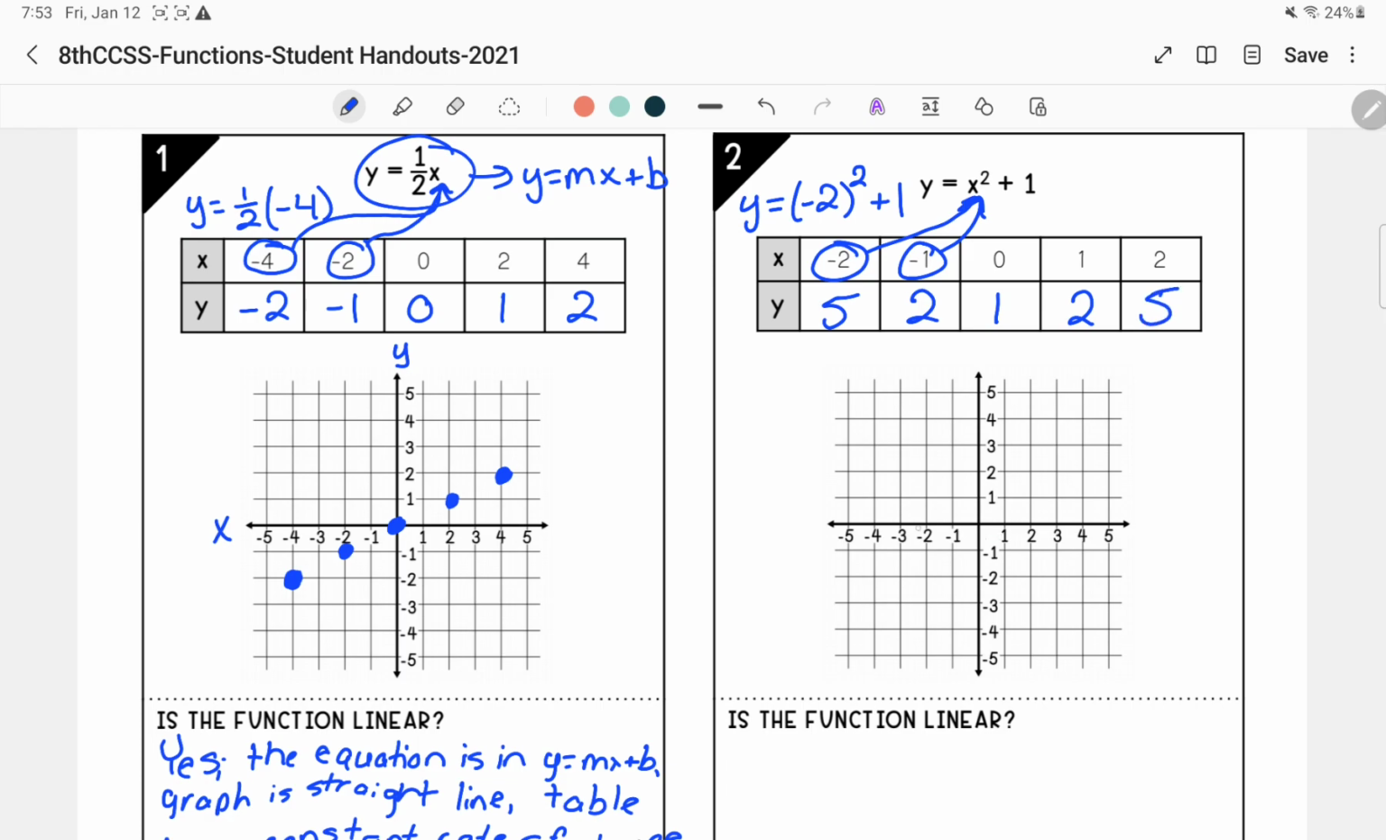Then we can plot these points. So I have -2, 5, -1, 2, 0, 1, 1, 2, 2, 5.